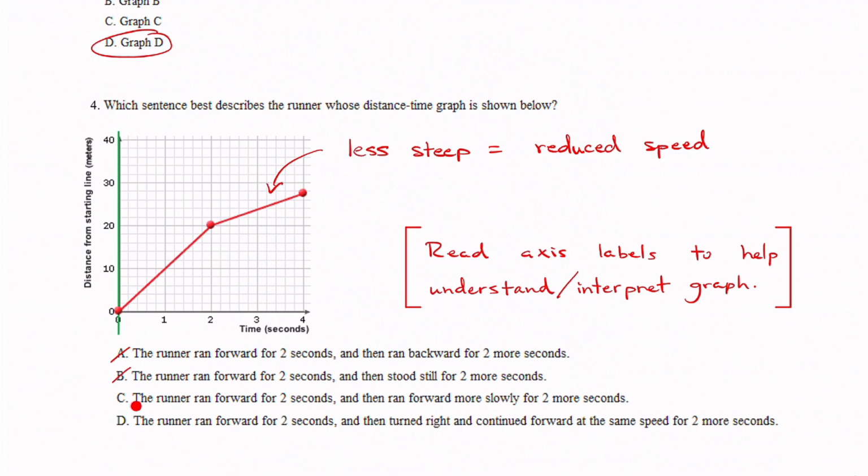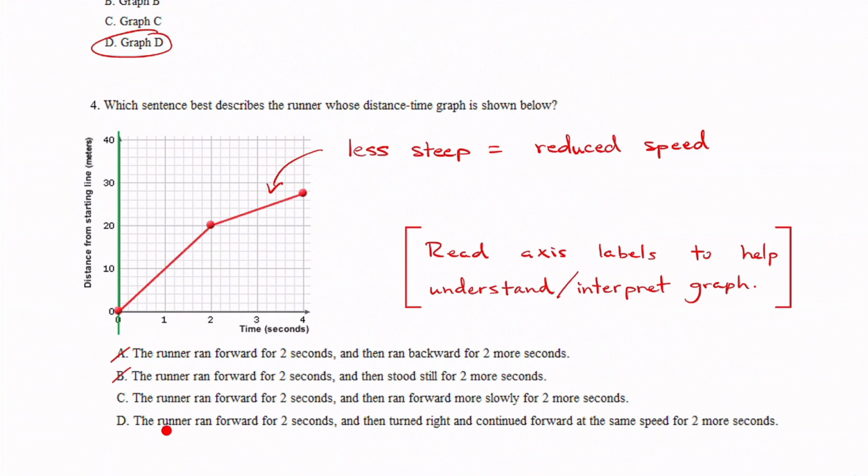C says the runner ran forward for 2 seconds and then ran forward more slowly for 2 more seconds. So that kind of matches up more with what we said up here. This slope right here, this had a reduced speed. So that matches what C is saying. So let's just read D just to make sure that C is our choice.